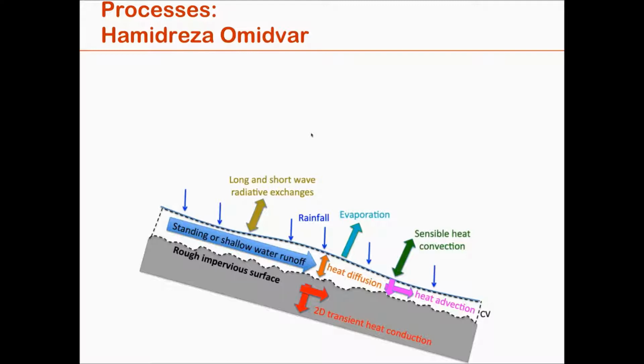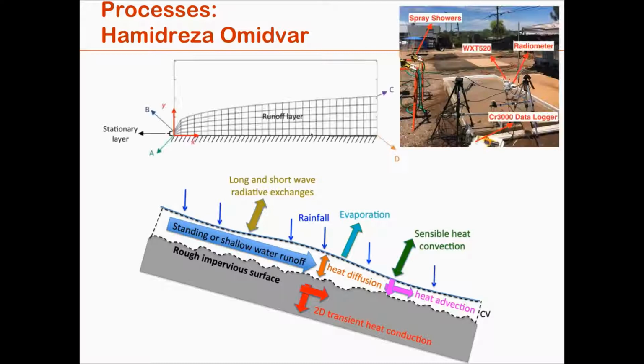To do that, we are doing very fine-scale modeling where we basically have resolutions of 1 millimeter of rainfall and runoff on an inclined urban pavement. These are all the processes that you have to keep track of. And the student working on this, Hamid Reza, has done a lot of work to put all of these processes into a single model.